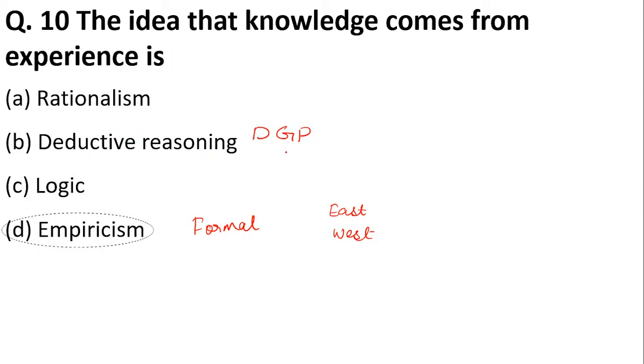Why I'm telling you, students, it is not related to this question. But whenever you see some questions, there should be a picture in your mind that should always be formed. When you see the word deductive reasoning, it should be DGP. Whenever you see inductive reasoning, it should be IPG. IPG: inductive reasoning is from particular to general. Okay, empiricism says that knowledge comes from experience, right?